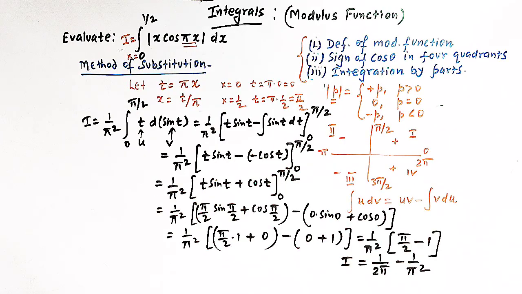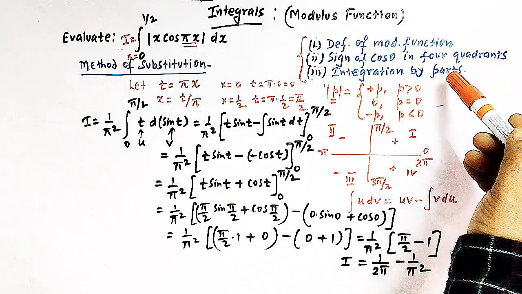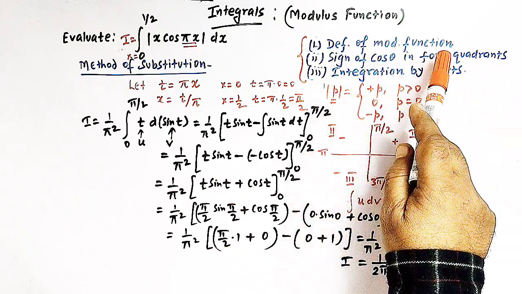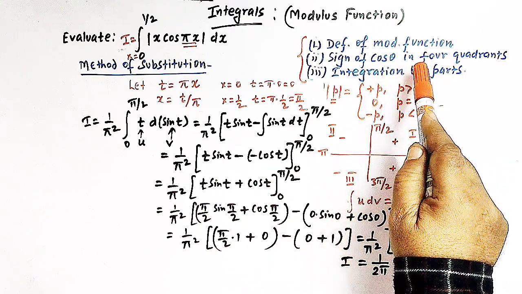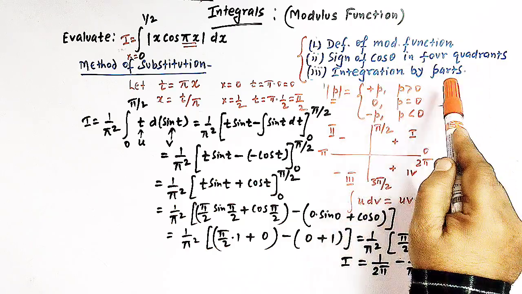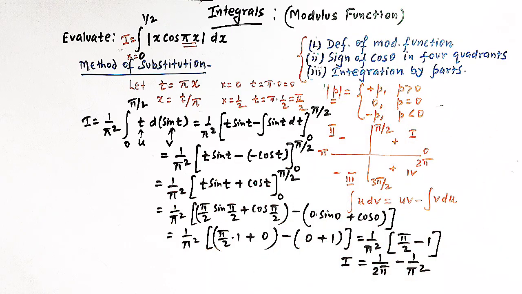So viewers, this is how, by the application of these three important concepts, that is the definition of the mod function, the sign convention of the cosine function in 4 quadrants, and integration by parts, including the method of substitution, we can solve these kinds of integrals quite easily.